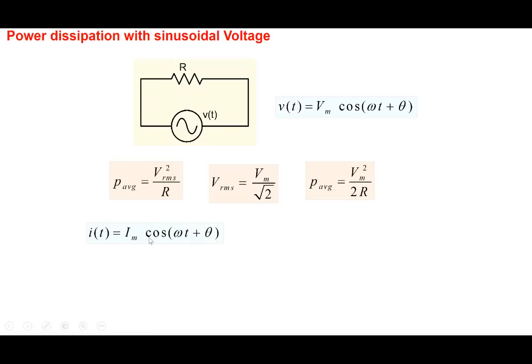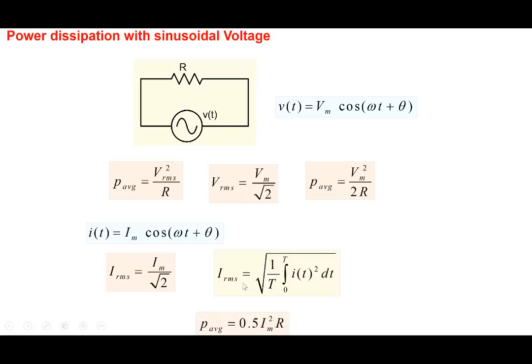You can write it in terms of current. In terms of current, RMS current would be Im by square root 2, and IRMS will be defined in a similar manner. You take the average of the square of the current and you take the square root of it. So that gives you the RMS current here. And P average is nothing but Im squared R divided by 2, or multiplied by 0.5.